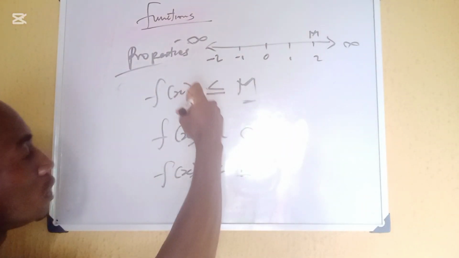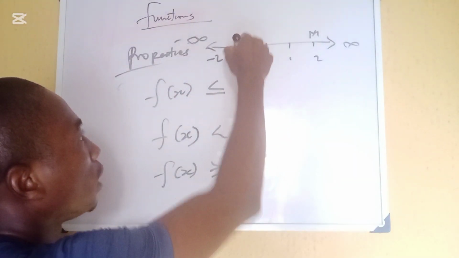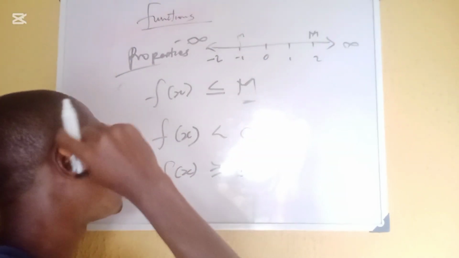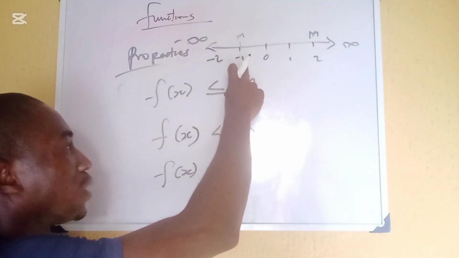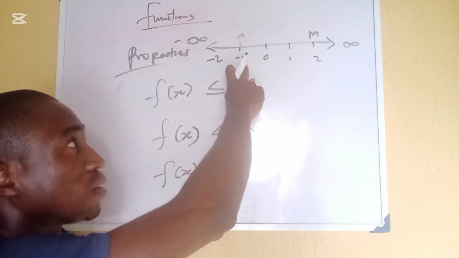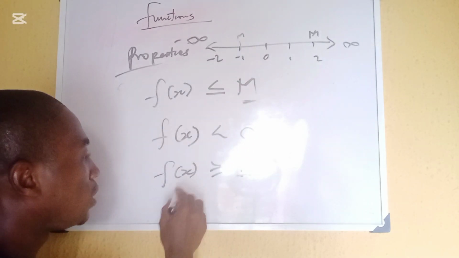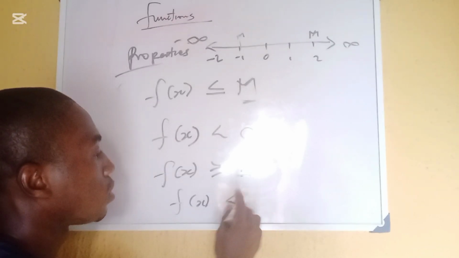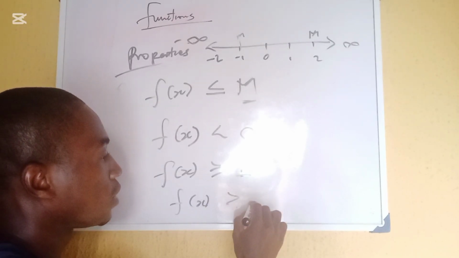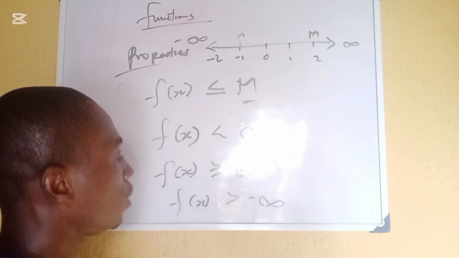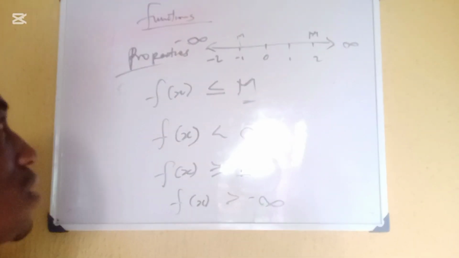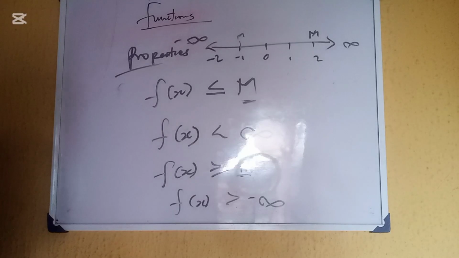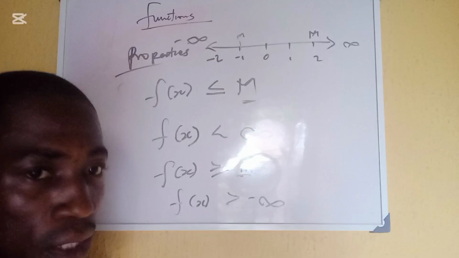Then for bounded below, I can pick -1 as my small m. That means my function cannot be less than -1. It will only be equal to -1 or greater than -1. But when it is not bounded below, that means f of x is greater than negative infinity. So it keeps decreasing. We don't know the limit. It keeps decreasing. So that's for boundedness.